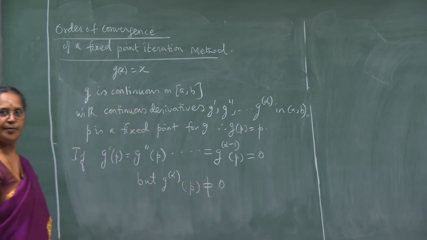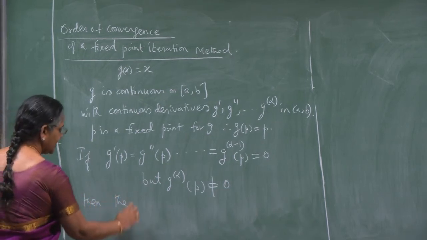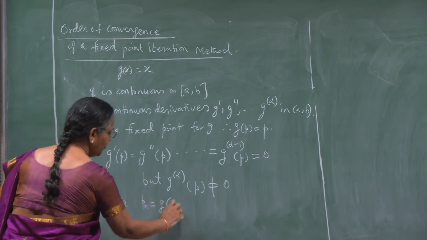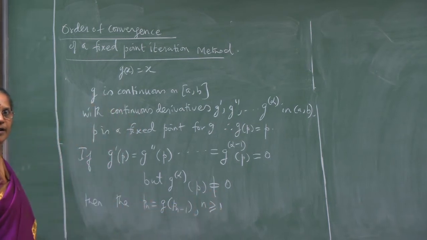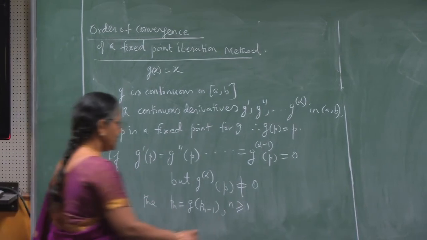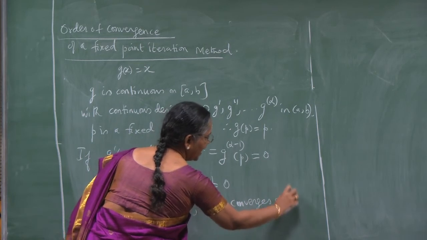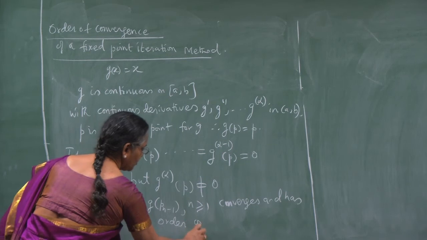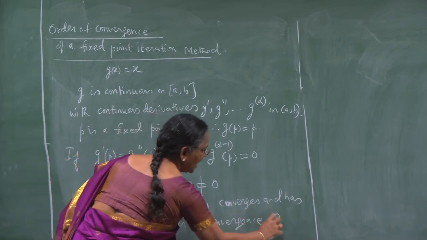then the sequence given by Pn equal to g of Pn minus 1 for n greater than or equal to 1, this is a fixed point iteration, converges and has order of convergence alpha.